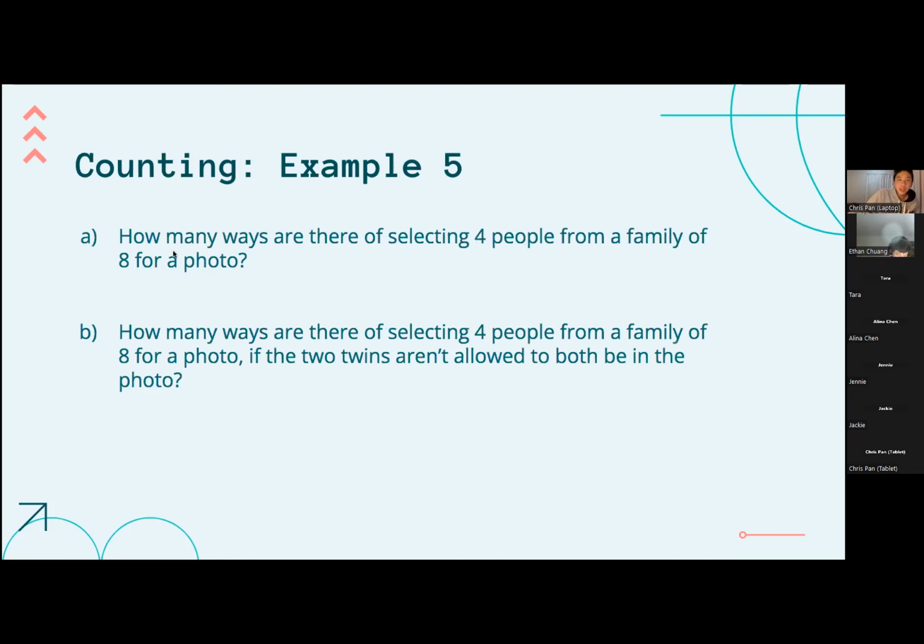Actually, for example 5A, this is kind of like what I just asked you to do, but with some larger numbers. You guys can use a calculator for this if you want. I'm not going to sit here and make you do some tedious calculations.